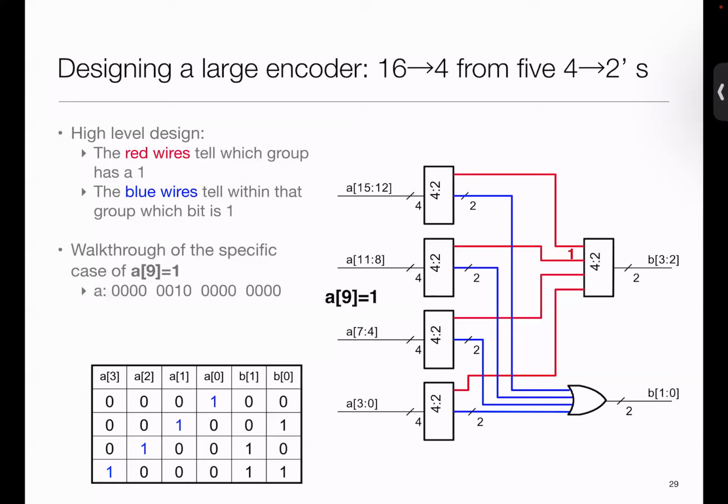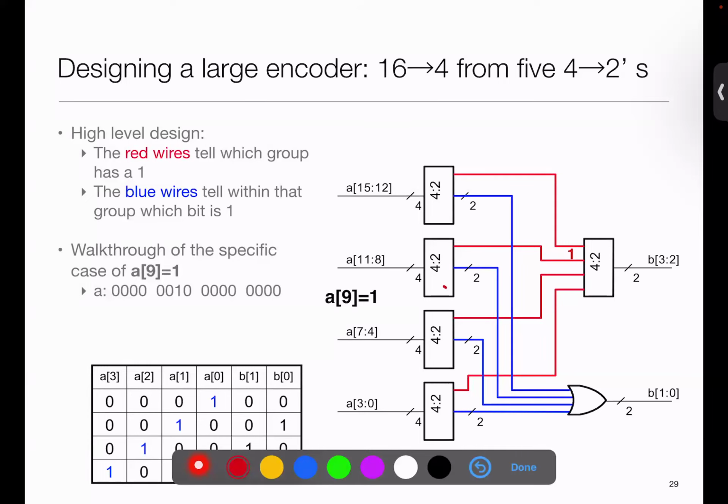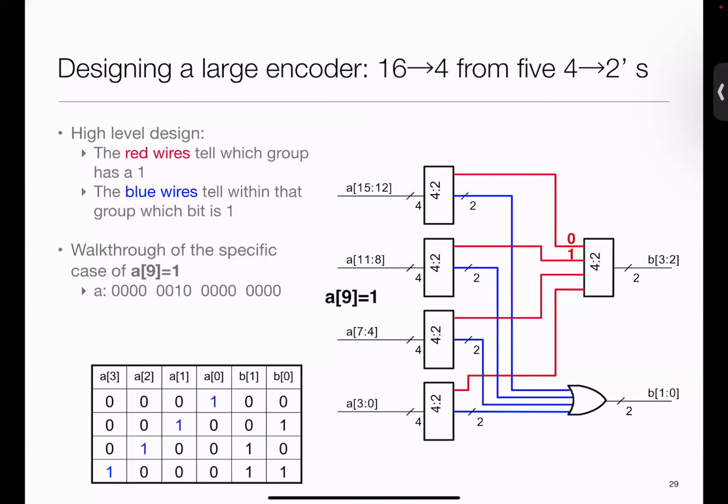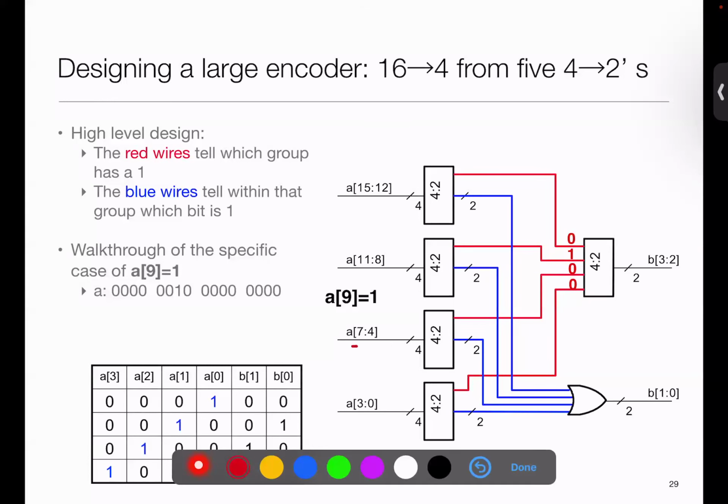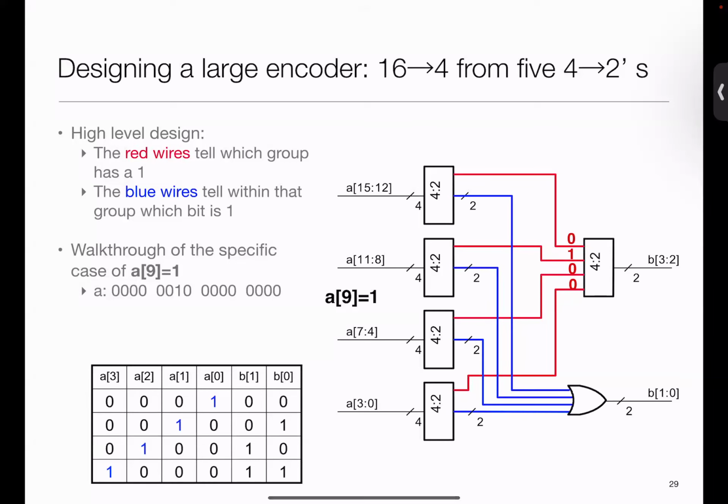If A9 is high, then this group is the one which is seeing A9, so it will produce a 1 on its red line. All the others are going to be 0, because A15 through A12 are all 0, A7 to A4 are all 0, and A3 to A0 are all 0. So that's what we are seeing on the upper decoder at the output. And since this is 0 0 1 0, what we will see on B32 is 1 0.